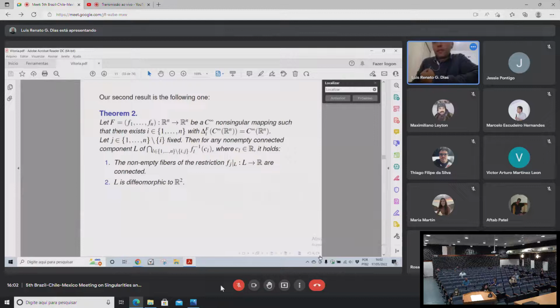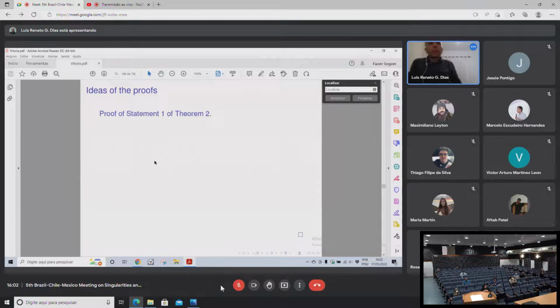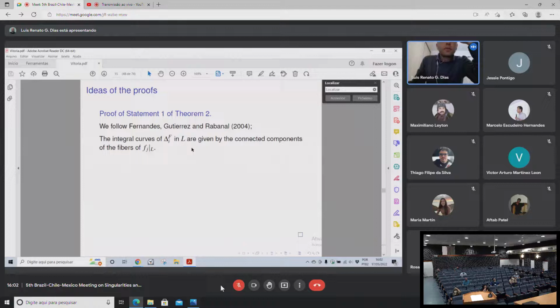We begin with the first one. The proof is motivated by the work of Alexandre Fernandes, Gutierrez, and Rabanal. Before I start giving the ideas of the proof, we fix some notation and some remarks. The first one is that the integral curves of the linear operator delta_i in L are just the connected components of the fibers of F_J restricted to L. Denote by gamma_p the integral curve of delta_i passing through p. In other words, this is exactly the connected component of the fiber of F_J which contains p.